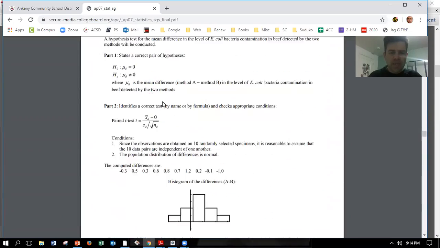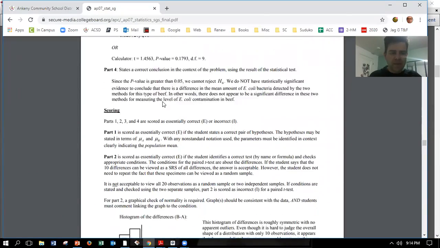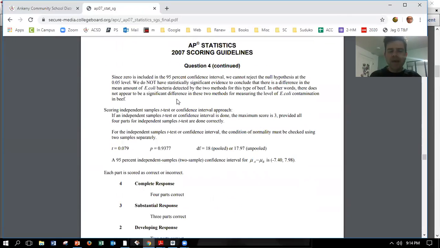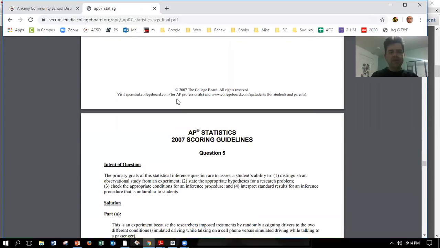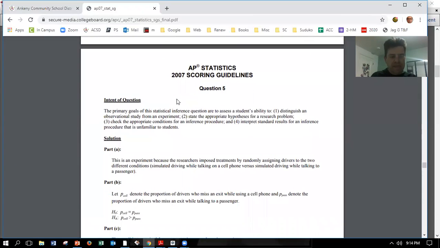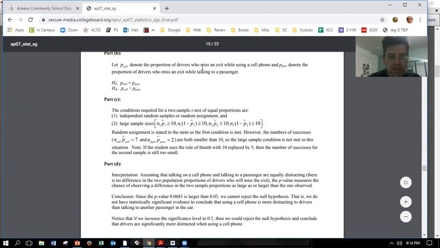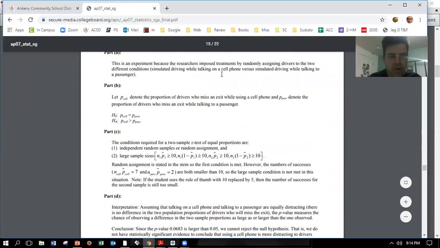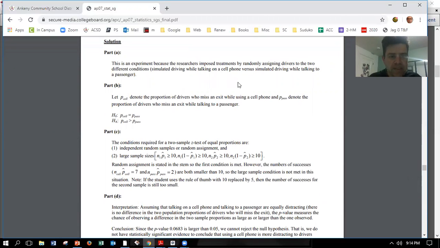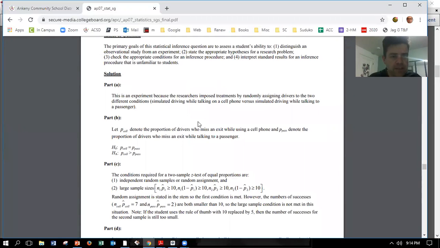And this is really neat. This is back in 2007, so the language that we talk about may be a little bit, not antiquated, but a little bit different from what we have. They have the intent of the question. It's an experiment because they impose treatments. Here is part B. Basically they're chopping it up, and we broke this up a little bit differently and asked you slightly different questions.